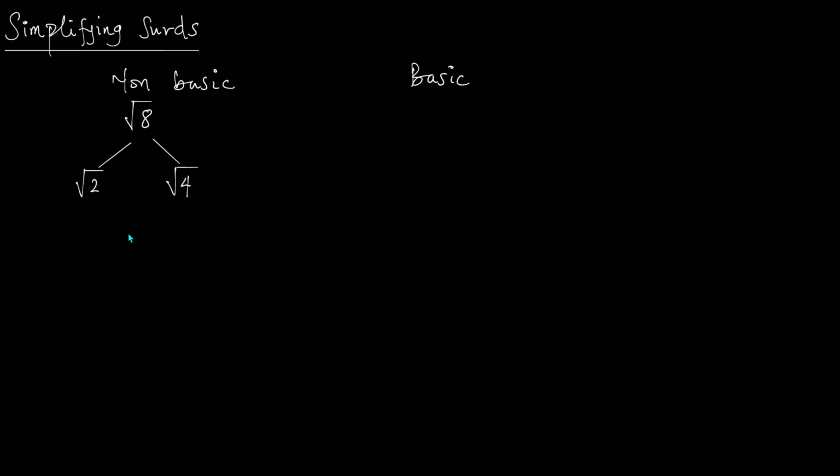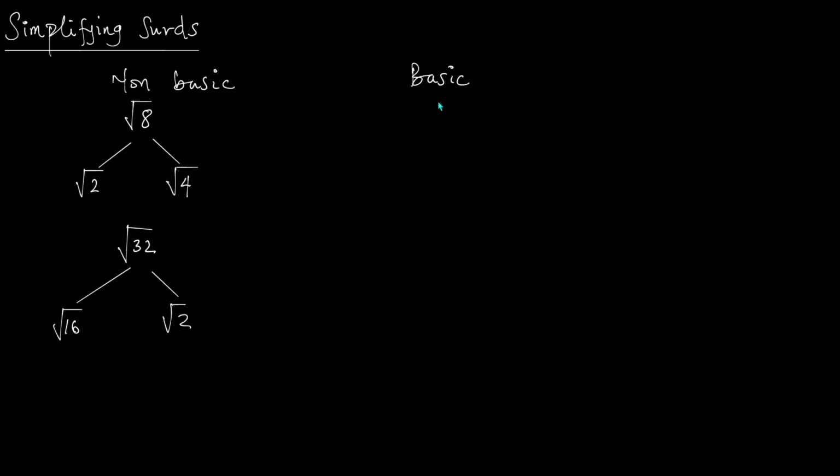Now, we can look at another example. The square root of 32. This can be written as the square root of 16 times the square root of 2. This square root of 16 itself is rational. 16 is a perfect square. That will make the square root of 32 non-basic.